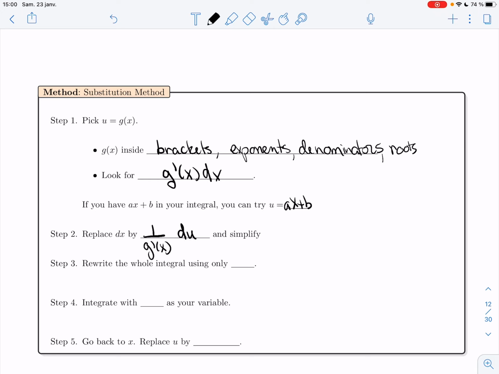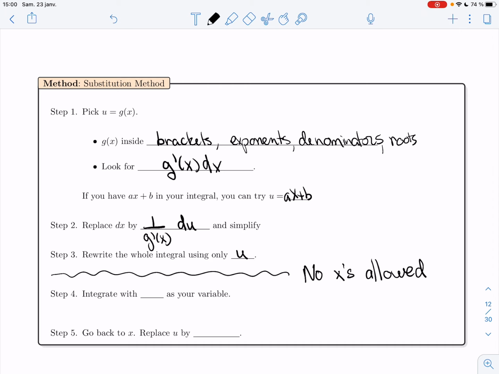If you see du there, you don't have to do that step. You could just replace the whole du, the whole g prime of x dx by du. Rewrite the whole integral using only u. All right, so at this point, you should have no x's. If you still have x's, you need to keep working to replace it by u. If that's not possible, you picked the wrong u, you're not doing the correct substitution.